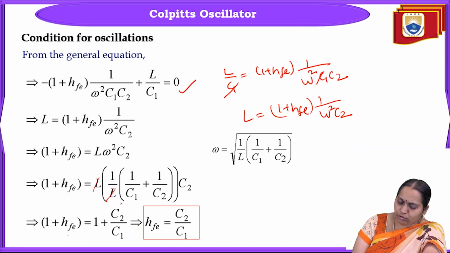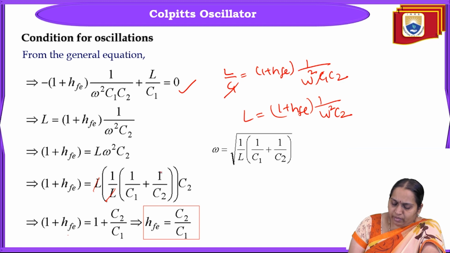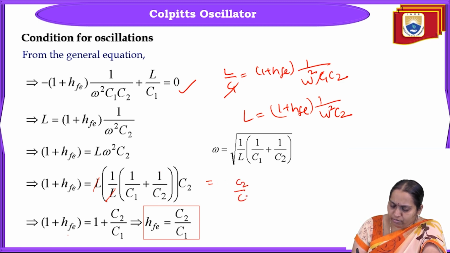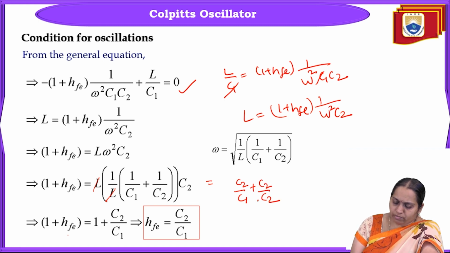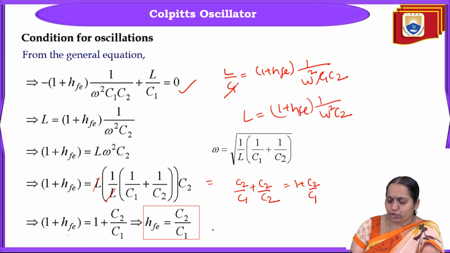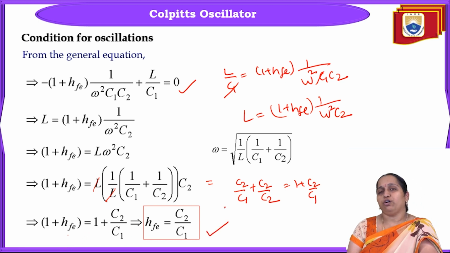So you are finally left with this, which is equal to (C1 plus C2) by C1 times... that is, C2 by C1 plus C2 by C2. So this is nothing but 1 plus C2 by C1. So 1 plus HFE equals 1 plus C2 by C1, or HFE equals C2 by C1. This is the condition for oscillations.